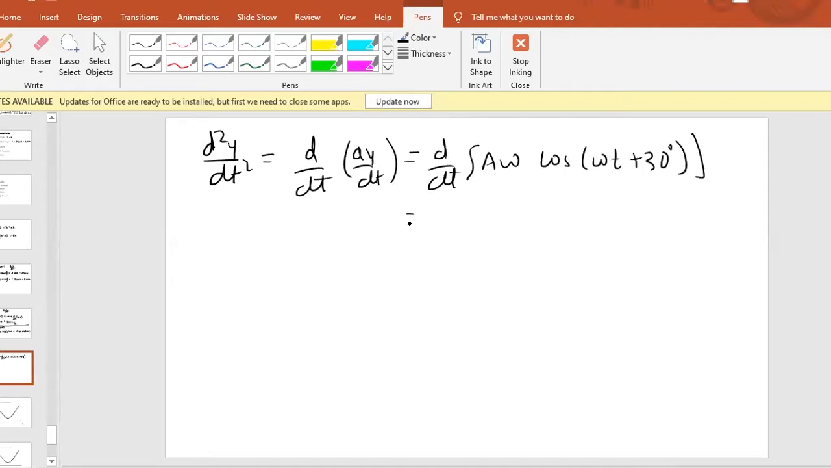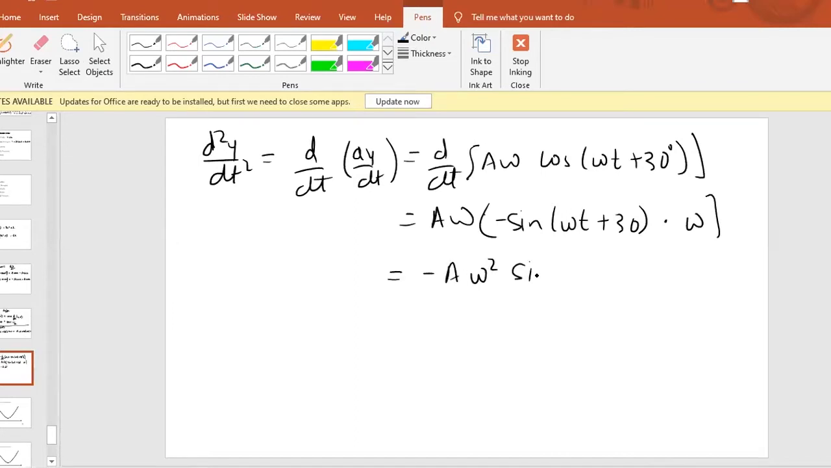Okay. So if you differentiate this, we'll get what? A omega is constant, which can be taken outside. Differentiation of cos theta is minus sine omega t plus 30 into omega. So the answer would be minus a omega square sine omega t plus 30 degree. That is the answer.